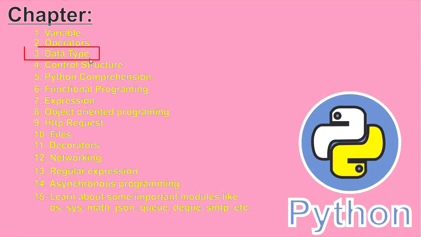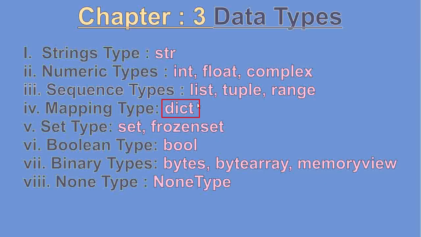Today we will discuss from Chapter 3. Among the data types, we will discuss about dictionary. Actually, this is a mapping type. Let's get started.